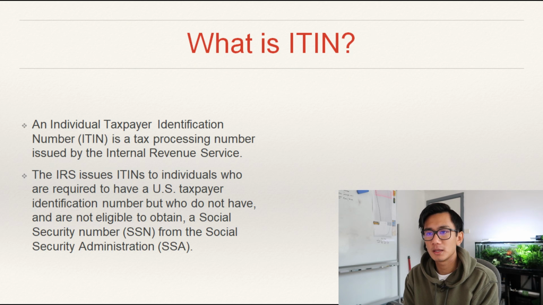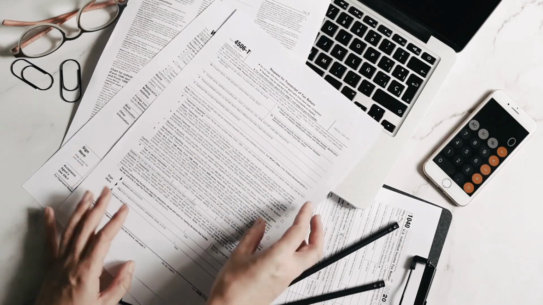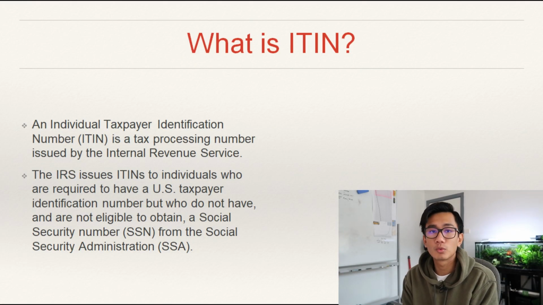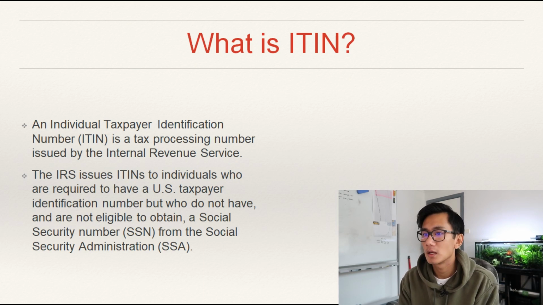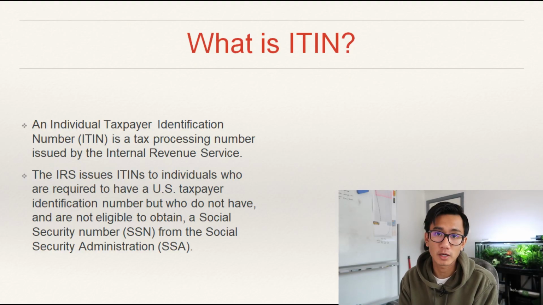So let's start with, what is an ITIN? Basically, it is an individual taxpayer identification number. It is for tax processing, issued by the Internal Revenue Service. Now, the IRS issues ITINs to individuals who are required to have a US taxpayer identification number. But people usually don't need an ITIN if they already have a social security number or social security administration. So it's like an alternative for people who are not citizens in the US, but they need to pay tax because they get revenue from the US.